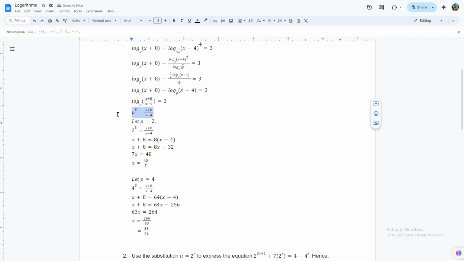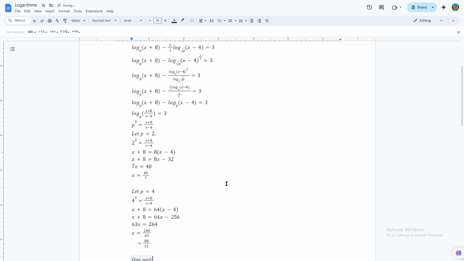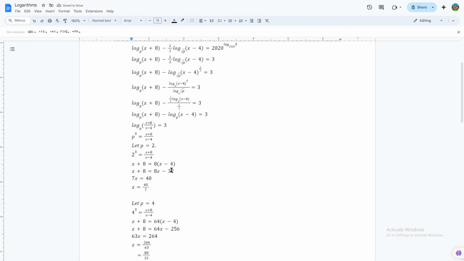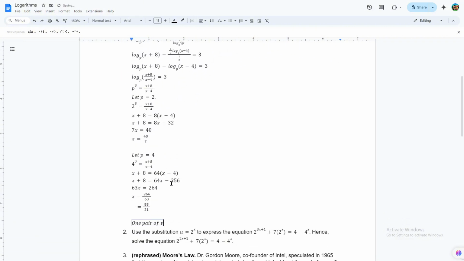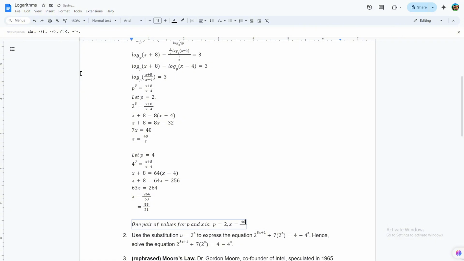So this equation is what makes you get this question correct. So our final answer is one pair of values for p and x: p equals 2 and x equals 40 over 7.